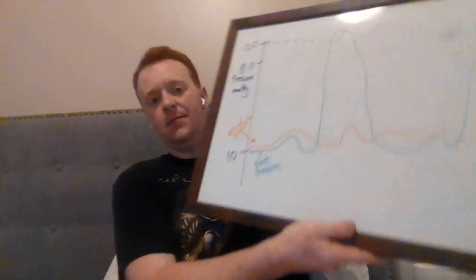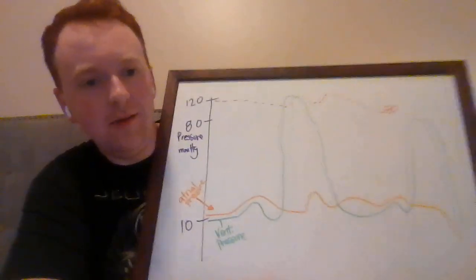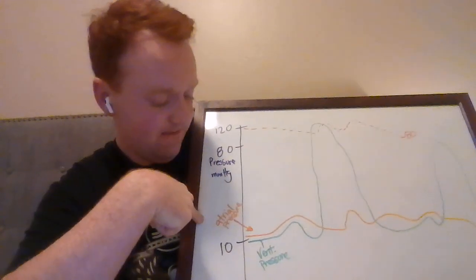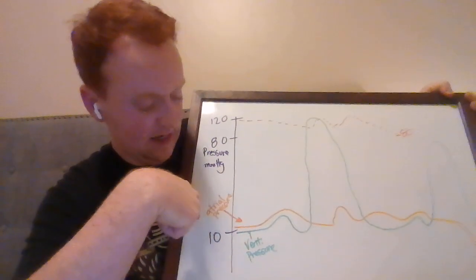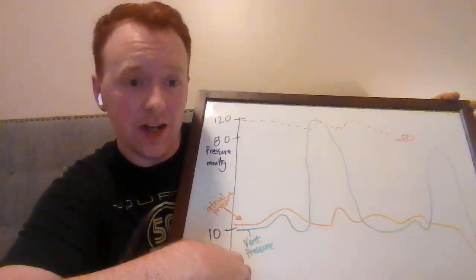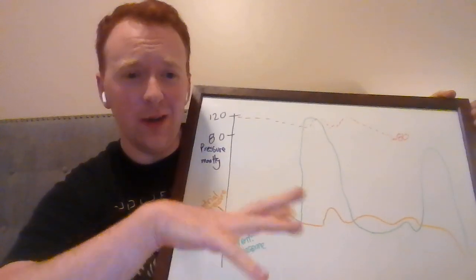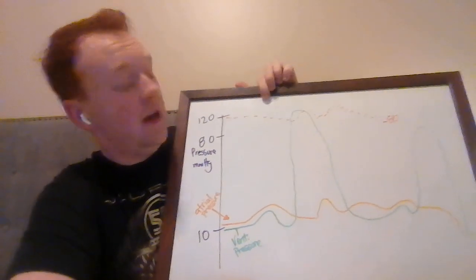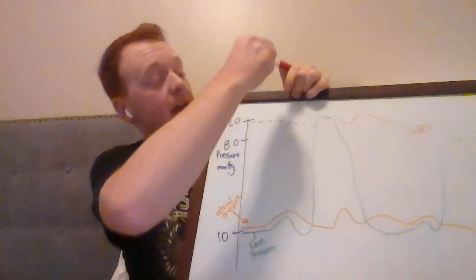Okay, here we go. So this is what this looks like. It's a little complicated, but we're just going to break it down. There's pressure, and the orange is atrial pressure of the heart. The green is ventricular pressure of the heart. I hope you can imagine what the atria and the ventricles look like. And up here, I forgot to label it, but it's aorta pressure.